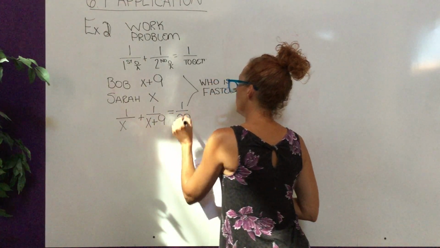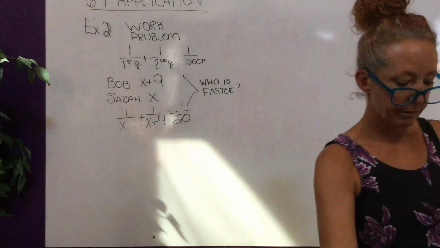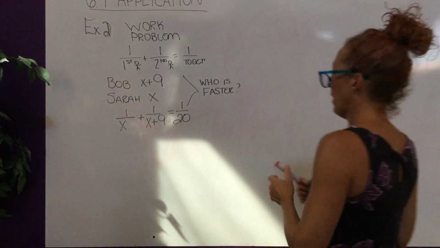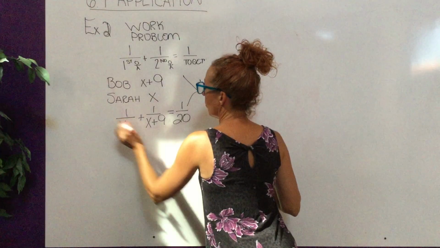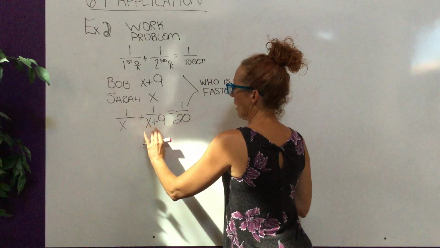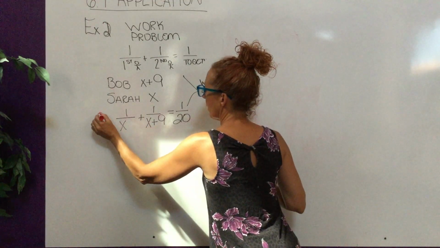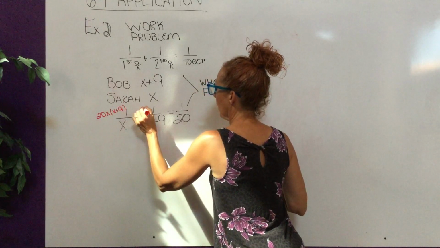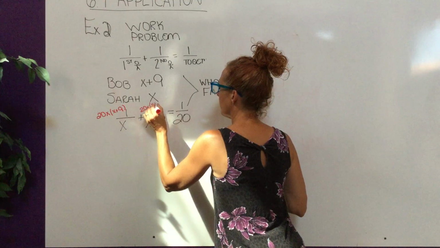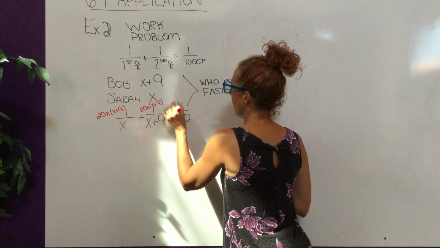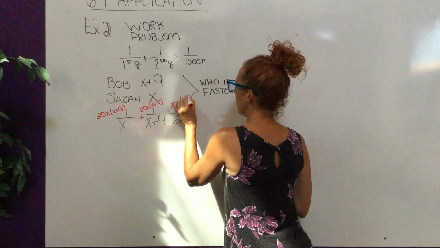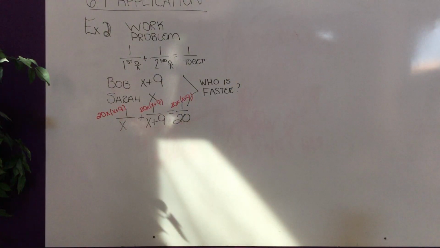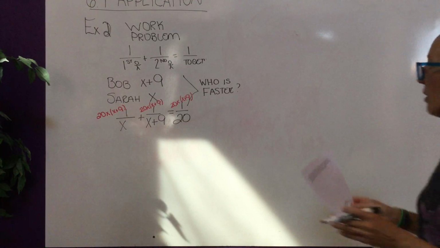So 1 over, 1 over, 1 over. The strategy is the same. Multiply through by that common denominator. So we need a 20, an x, and an x plus 9. It does take a little bit longer to write that out. I just think it's well worth it to keep your work organized.